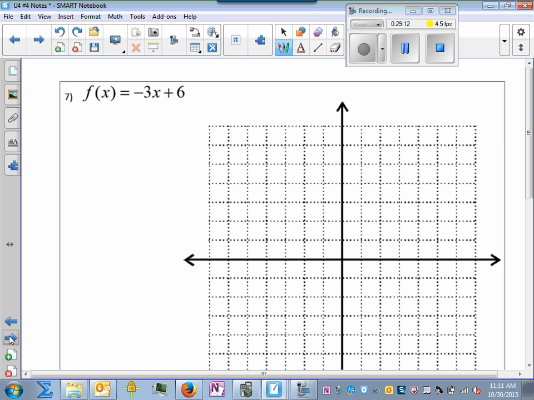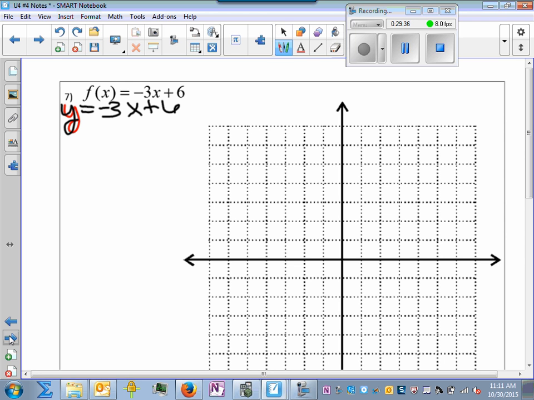Number 7. I'm going to draw my line. Actually, before I do that, I'm going to remind myself that f of x is just a fancy way of saying y. So I'm going to write it again, this time, writing it as y equals negative 3x plus 6, just so that I can remember what it actually is.